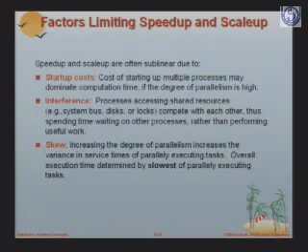You cannot have n number of resources. There will always be some competition for the resources, which will lead to some waiting time and certain latencies. Increasing the degree of parallelism increases the variance in service times of parallelly executing tasks. Overall execution time is determined by the slowest of the parallelly executing tasks.